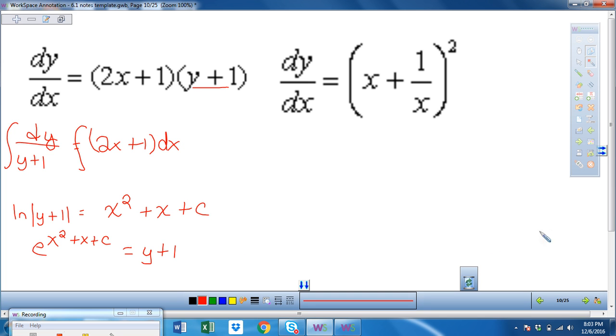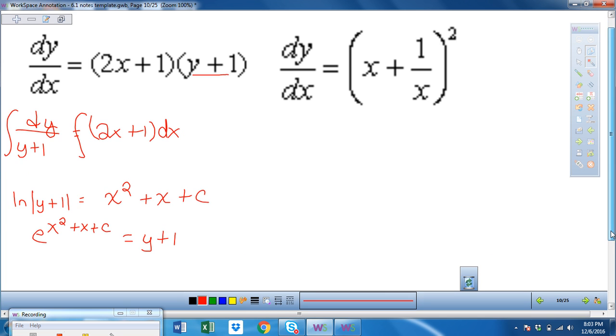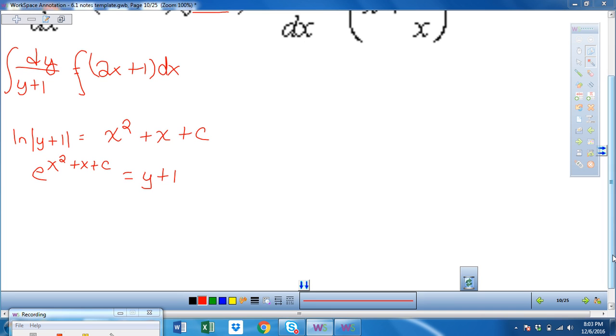I want to stop here for a second because we're going to do something in a couple of days when we do growth and decay that's going to require that you understand something. So I might as well introduce it to you now. What I want you to see here is that this can be written as e to the x squared plus x times e to the c. Because remember, if we have the same base, we can add exponents. So I can rewrite this way.